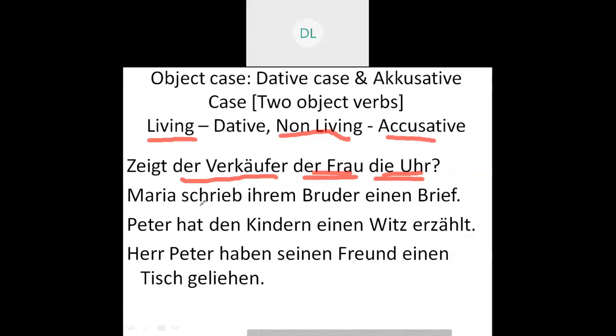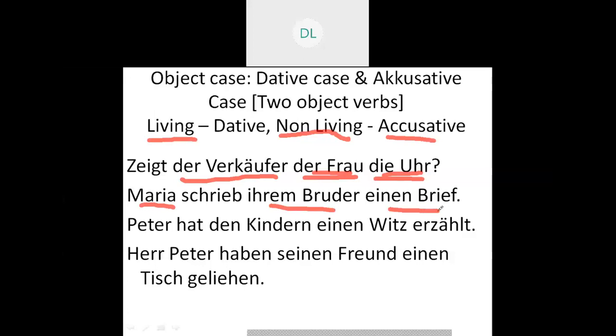On the same lines, Maria schrieb. Schrieb is actually wrote. It is a Präteritum form, the past tense form of schreiben, that is to write. So Maria wrote a letter to her brother. Maria is the subject, nominative, ihrem Bruder is the object. Again, the object is living, so living dative. Einen Brief, that is a letter. For the non-living object, I'll be using accusative.